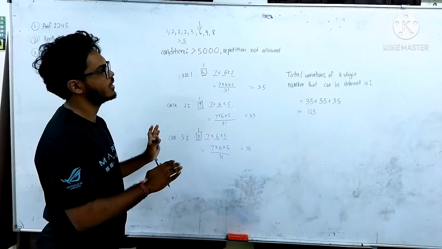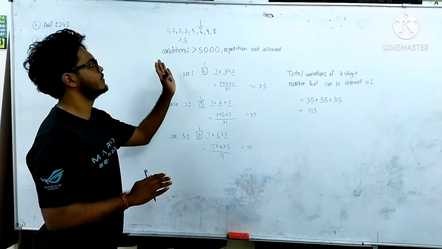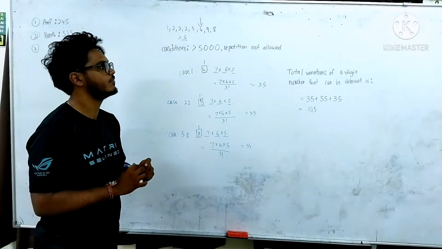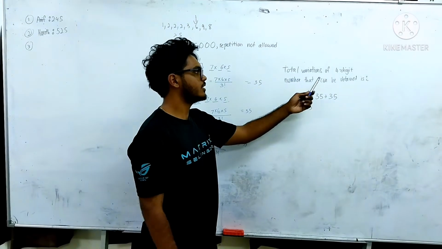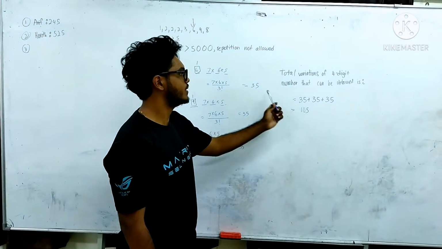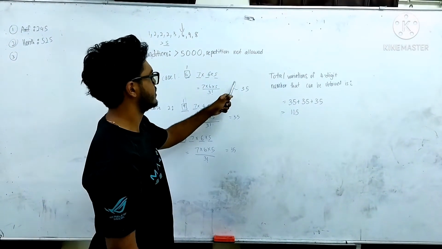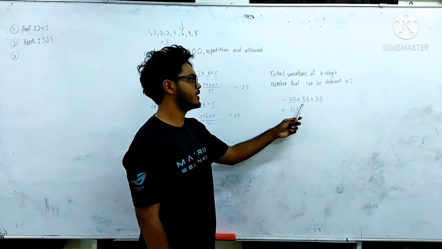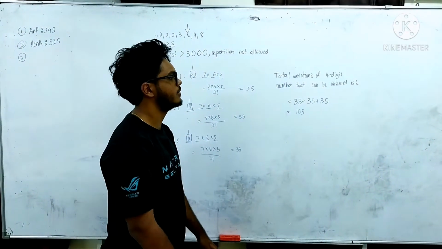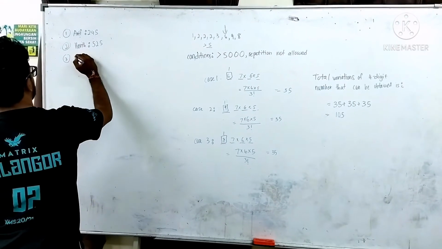Previously when we calculated for Arif and Harith, we had more because there were more numbers which were bigger than 5. So now, total variation of 4-digit number that can be obtained will be the total of the 3 cases, which is 35 plus 35 plus 35 and it's 105.